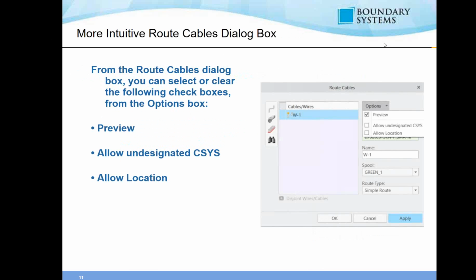And then also there's a more intuitive route cable dialog box. So really the only difference here, it looks very much the same. The big difference here is that there's an options pull down right here with the preview, allow undesignated coordinate systems, and allow locations options there for your selection. So that's honestly really the only difference that I've noticed. Before, you would have to actually right mouse button in the from or to fields and be able to utilize either one of those options.